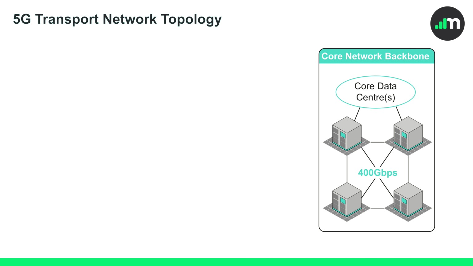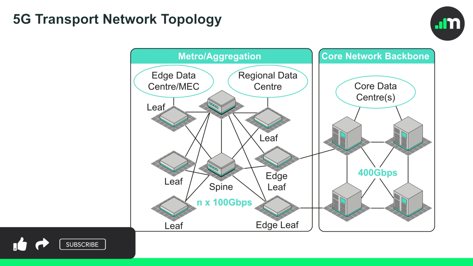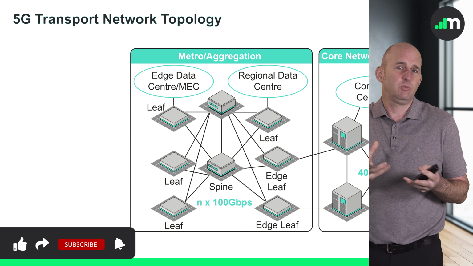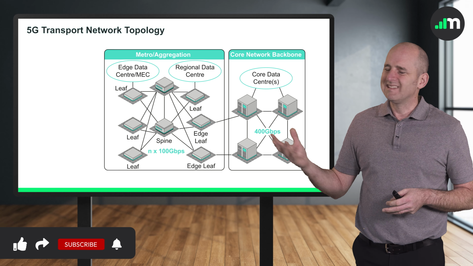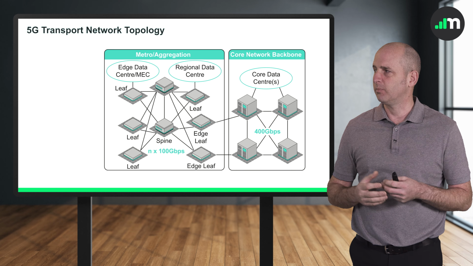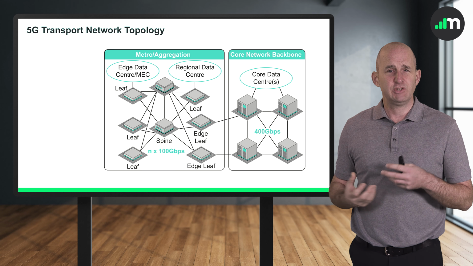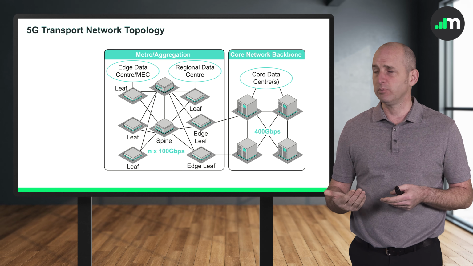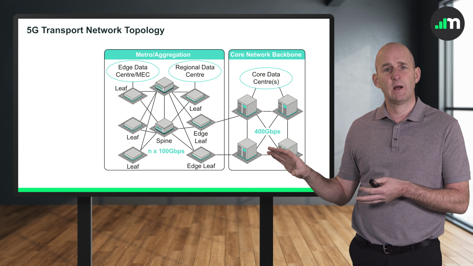As we move towards the cell site, we hit the kind of metro and aggregation side of the network. And here we've got a spine and leaf deployment, but again, it could be a ring deployment, for example. So we've got n times 100 gigabits per second connections in the metro part of the network. And this is where we typically encounter edge data centers, maybe with some MEC deployment. We might see regional data centers supported here as well.